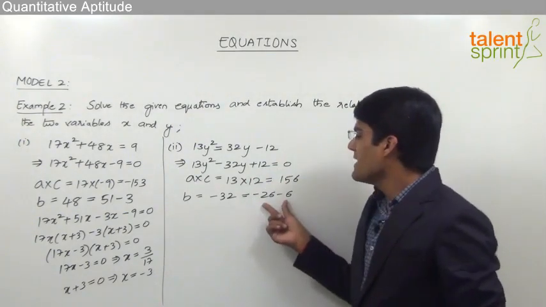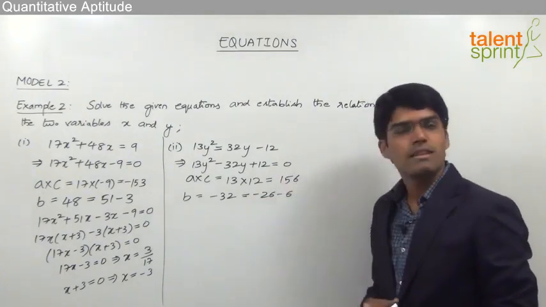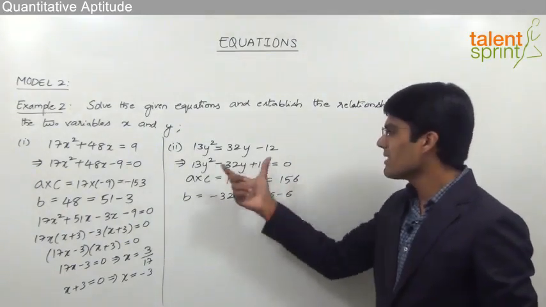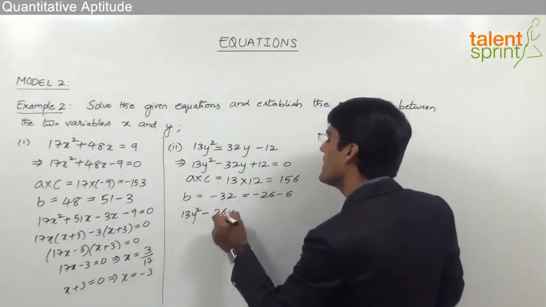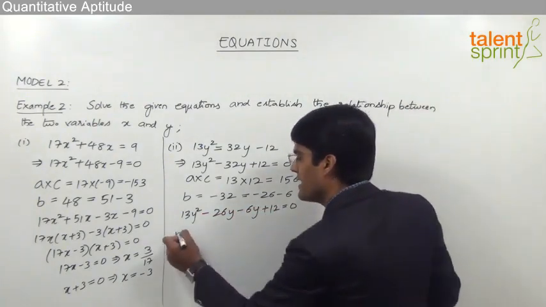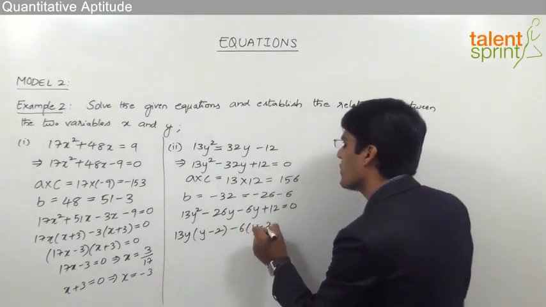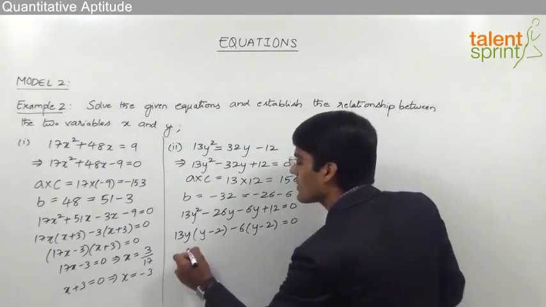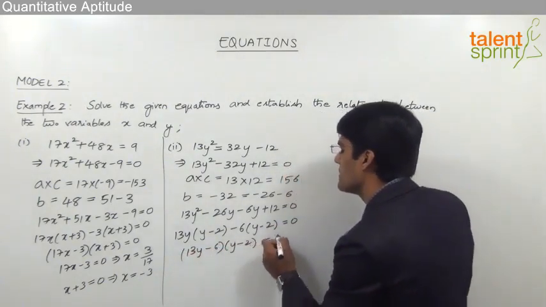Now using minus 26 and minus 6, we find that minus 26 into minus 6 is plus 156. So by using this, let us now write the given equation as 13y squared minus 26y minus 6y plus 12 equals 0. Now by taking 13y common, we get y minus 2, and by taking minus 6 common, we get y minus 2 equals 0. So again (13y minus 6) into (y minus 2) equals 0.